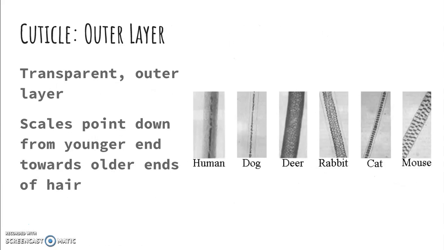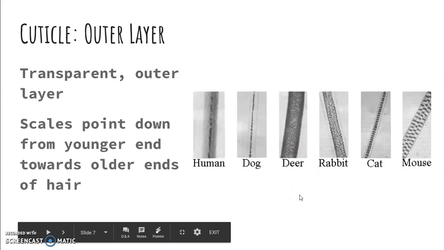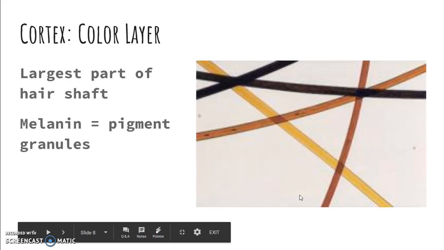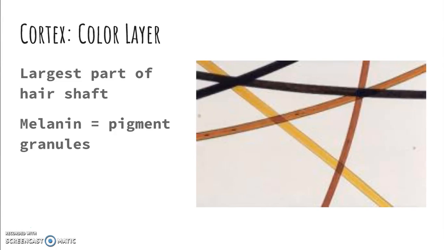So just to briefly go over the different layers, the cuticle is the outer layer, it's transparent, and the scales will point down from younger end towards older end. So if you look here, you can see distinct differences between different types of hair in the different organisms. The cortex is the color layer. It's the largest part of the hair shaft, and that includes the melanin, which are pigment granules.